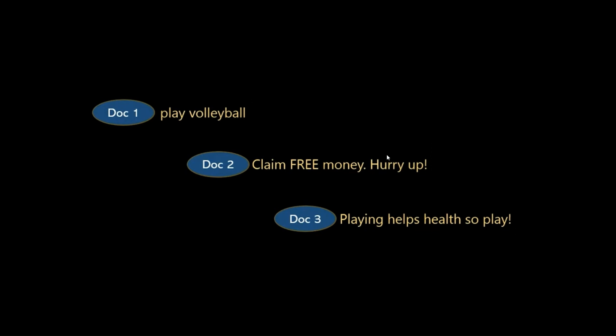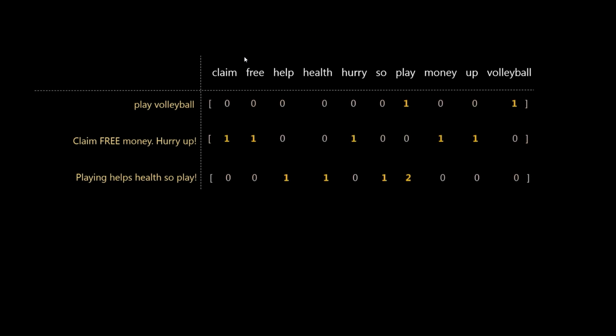Now we will start building up the vocabulary with the unique words that appear in each of these documents. So here is the vocabulary, constructed from the unique words in those three documents. Now, with respect to this vocabulary, across these three documents, these are the generated vectors. This representation is called bag of words representation.